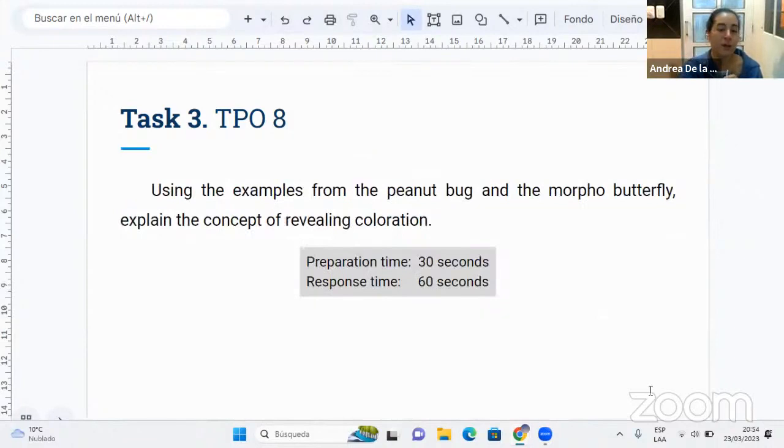Now, one thing I like about this, when you get biology topics, not always, but like 80% of the time, in the question you already have the examples, right? You have the names of the examples. They say using the examples from the peanut bug and the morpho butterfly. So we know we have two examples. One is the peanut bug and the other is the morpho butterfly. And we know that the two of them use revealing coloration, right? Use this defensive mechanism. So can you guys tell me how this animal, the peanut bug, uses it?